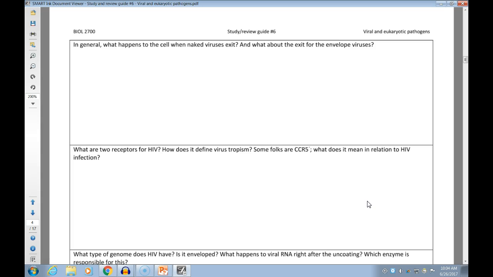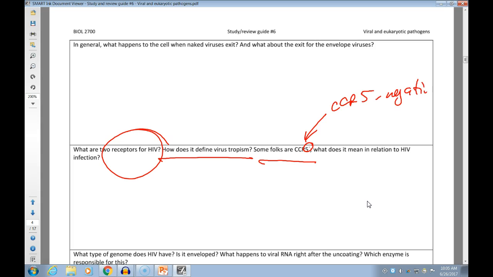The receptors for HIV. It's in there. T cells, some folks are CCR5, that's really tiny, small minus. So CCR5 negative. Okay, so understand implications for the HIV infection. I'm asking you. It's the question that you saw there.